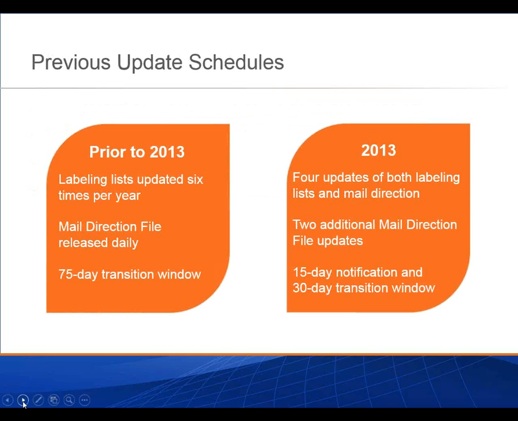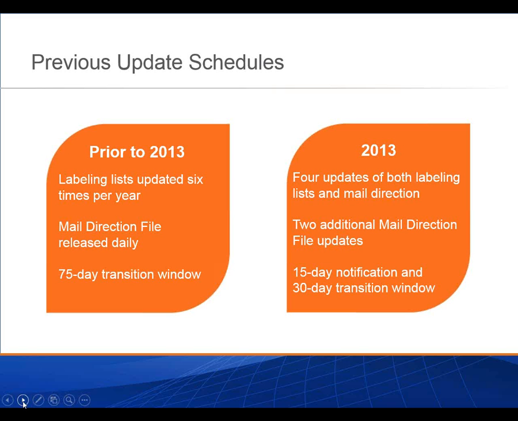All right, what we're going to do now is just take a look at where did we come from and where are we going, and make sure everyone's on the same page. If we go back to prior to 2013, what was happening with label lists was that they were updated every other month. So there were 6 updates a year.